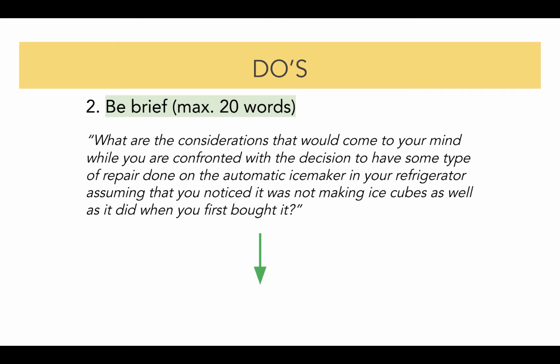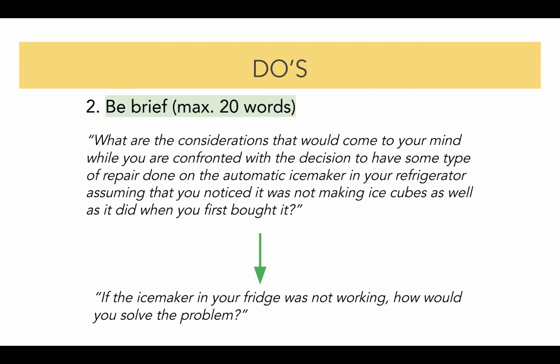Consider this one. What are the considerations that would come to your mind while you are confronted with the decision to have some type of repair done on the automatic ice maker in your refrigerator, assuming that you noticed it was not making ice cubes as well as it did when you first bought it? Holy schmeck, this is super long. Yeah, you can totally pause the video and try to make this into a shorter question. If the ice maker in your fridge was not working, how would you solve the problem? Pretty straightforward.